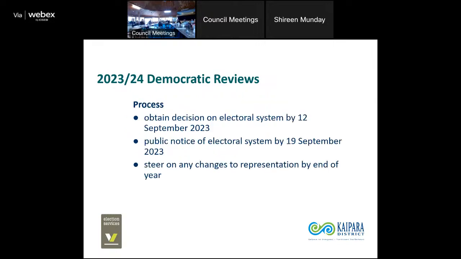So on to our process. We need to obtain a decision on the electoral system by the 12th of September. It's our last legal date. We must put a public notice in by the 19th of September, advising the public of the council's decision and providing an opportunity to demand a poll if they so wish.